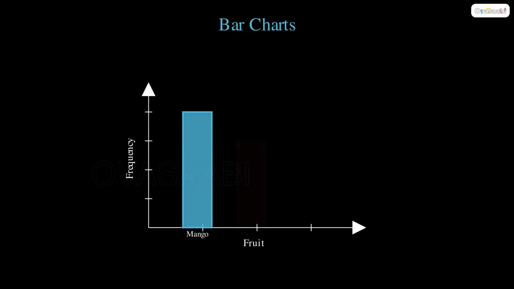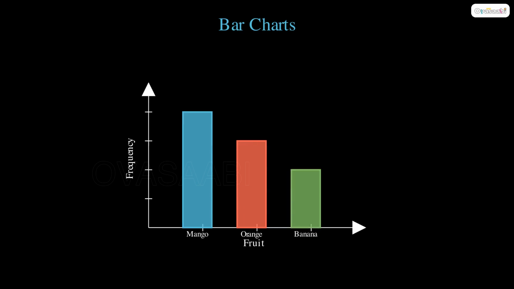A bar chart uses rectangles. The taller the bar, the bigger the number. Bars must have equal width and equal gaps. The y-axis shows frequency, the x-axis shows categories.